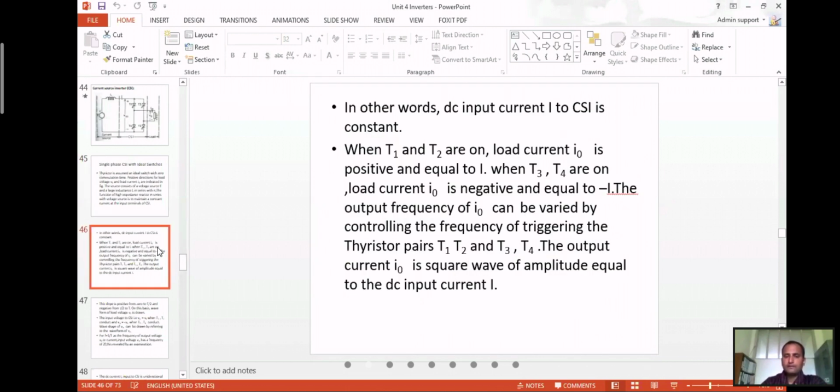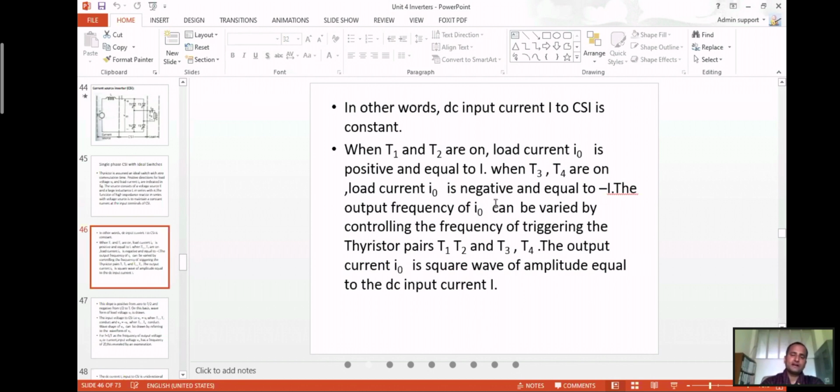So the output frequency of the inverter can be varied by controlling the frequency of the triggering of the thyristor pair. So we have to keep the frequency constant, means you have to maintain the frequency. If we are thinking of, let's say, a supply frequency equal to 50 hertz, this frequency can be controlled by the frequency of the triggering of the thyristor pair. So we have to know that the frequency depends on the triggering of the SCR pair.